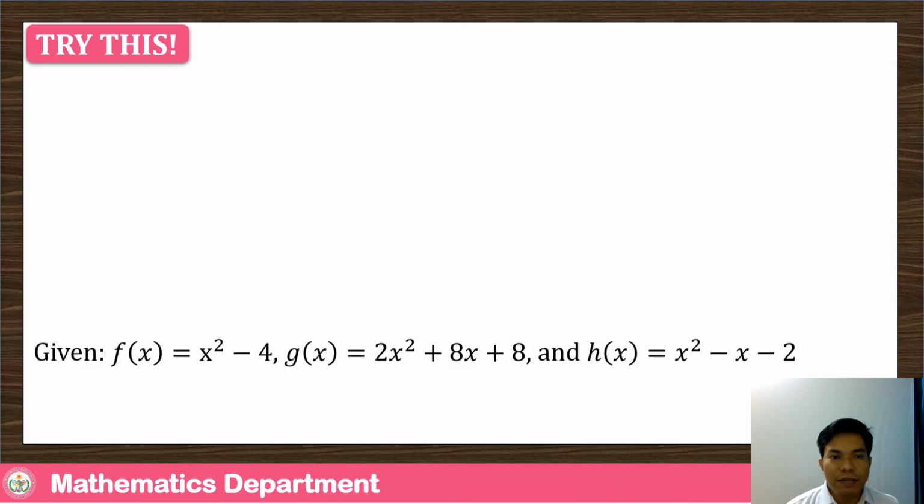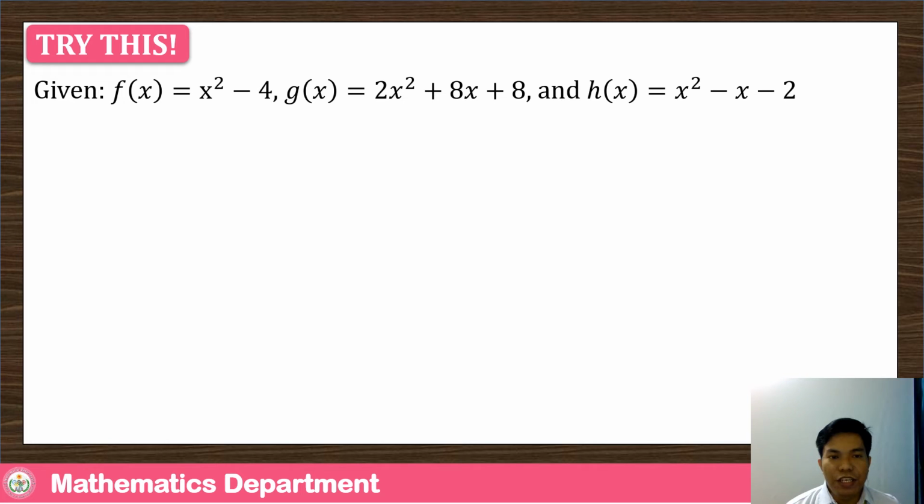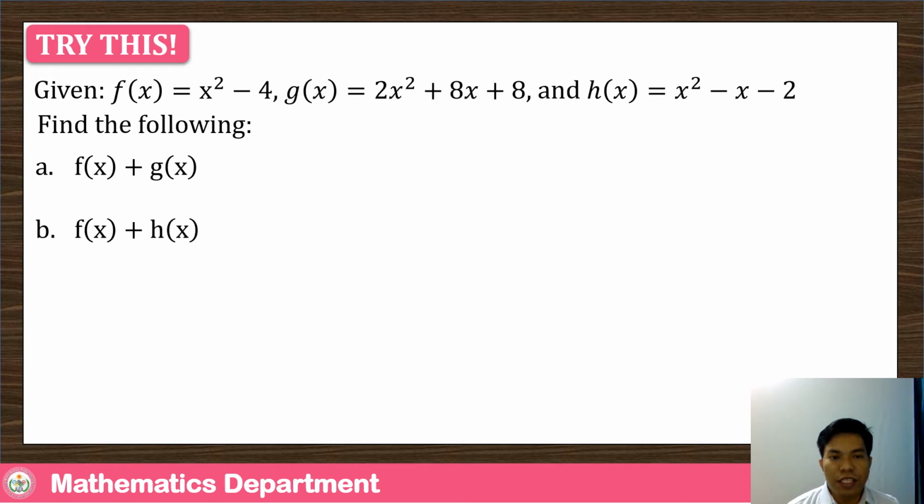Ngayon naman ay titingnan natin kung nasusundan ang ating unang diniscuss. Please try this one. Given that f(x) is equal to x squared minus 4, g(x) is equal to 2x squared plus 8x plus 8, and h(x) equals x squared minus x minus 2. Find the following. Letter A, f(x) plus g(x). Letter B, f(x) plus h(x). Start.